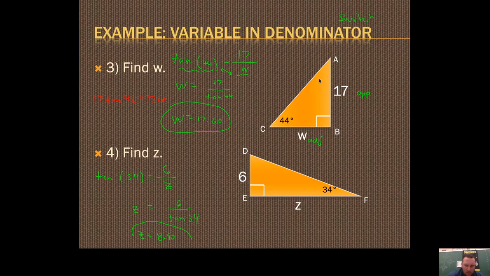Well, if this is 44 degrees, wouldn't that make that 46 degrees? And if I'm going to use this angle instead, now that variable is in my numerator. So I can do 17 tan 46 and get the same answer. Same thing over here. This guy's 56. So what's 6 times tangent 56? It's the same 8.9.